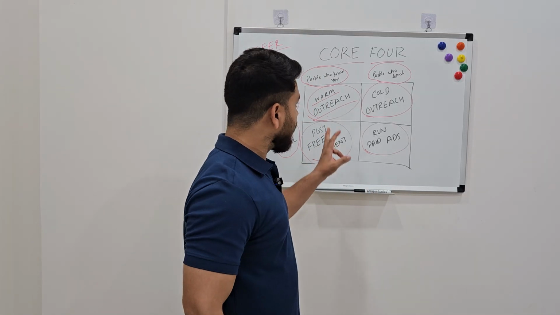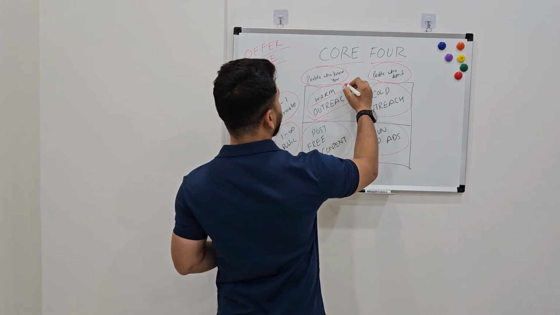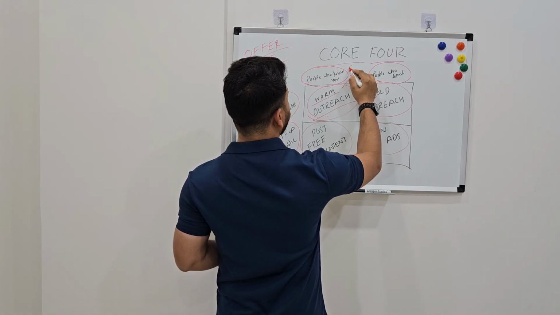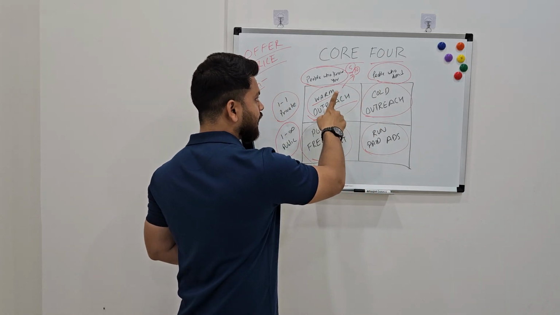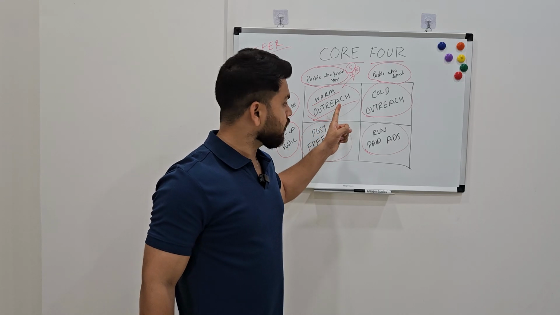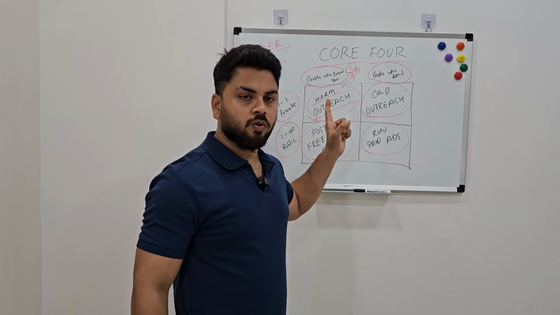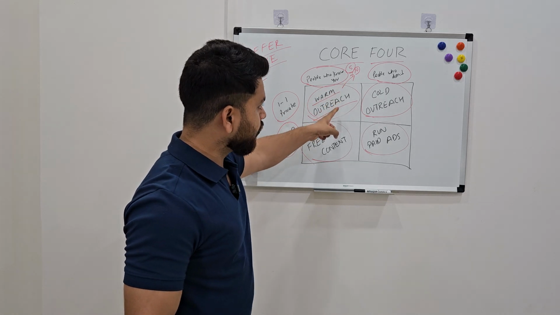Now after doing these, when you have your first, maybe 5 or 10 customers from warm outreach, you can easily crack this, because people who know you already know your work, and they have already seen you as an authority. So you can easily get 5 to 10 customers.